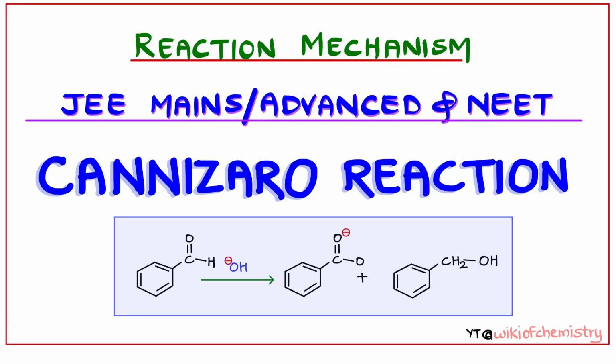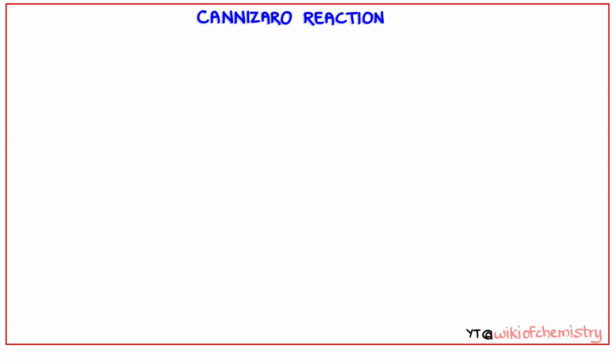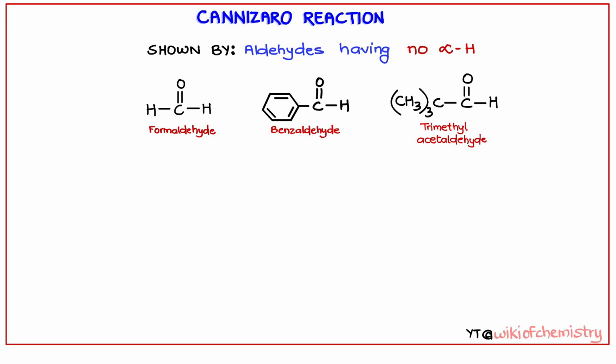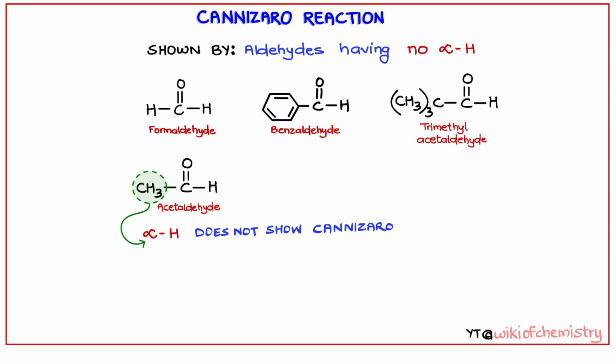Hello everyone. In this video lecture, we are going to learn about Cannizzaro reaction, which is exclusively shown by aldehydes having no alpha hydrogen, such as formaldehyde or benzaldehyde or trimethyl acetaldehyde. If we take the example of acetaldehyde, the first carbon attached to carbonyl carbon is called alpha carbon and the hydrogen attached to it is alpha hydrogen. So this molecule acetaldehyde has alpha hydrogen present in it and it will not show the Cannizzaro reaction.